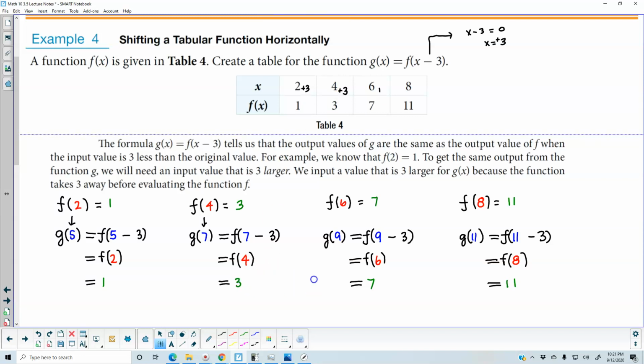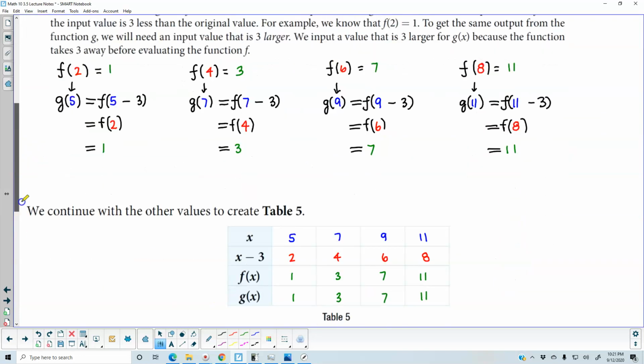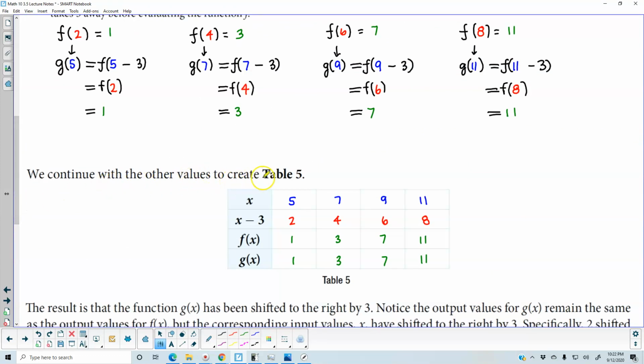Next, if we take 6 and add 3, that's going to give us 9. So g of 9, we plug it in for x, so f of 9 minus 3 gives us f of 6. And the output of f of 6 is 7, so now we have the output of 7. And for the input of 8, we're going to add 3, so we get g of 11, which is equal to f of 11 minus 3, which gives us f of 8, and therefore we get 11 as the output.